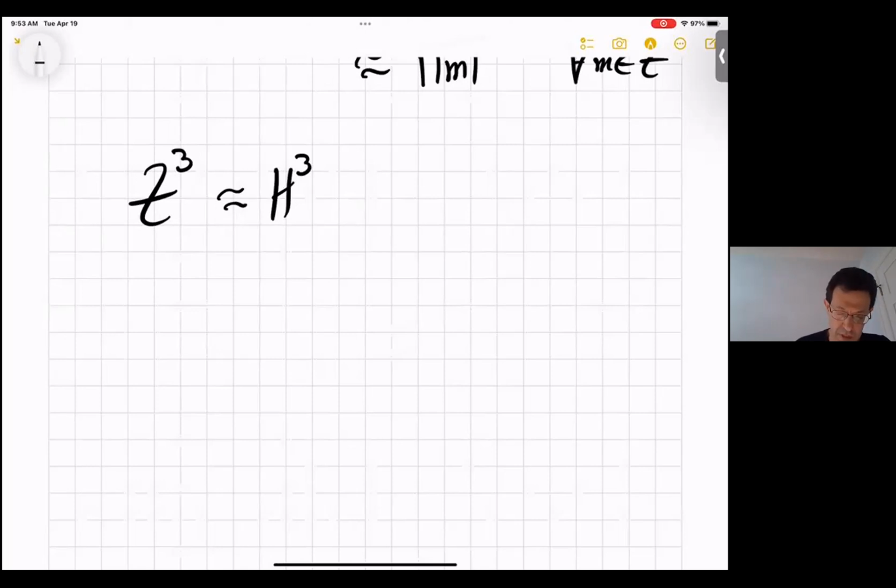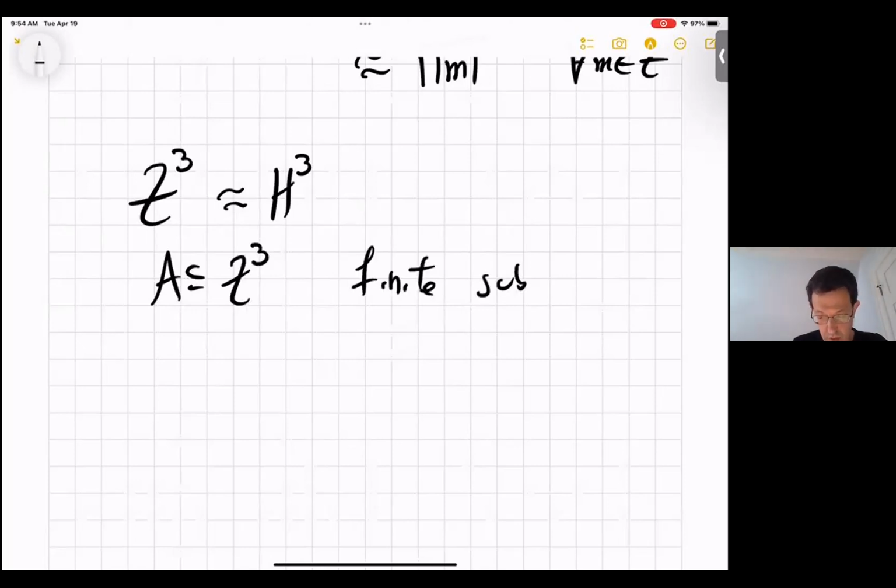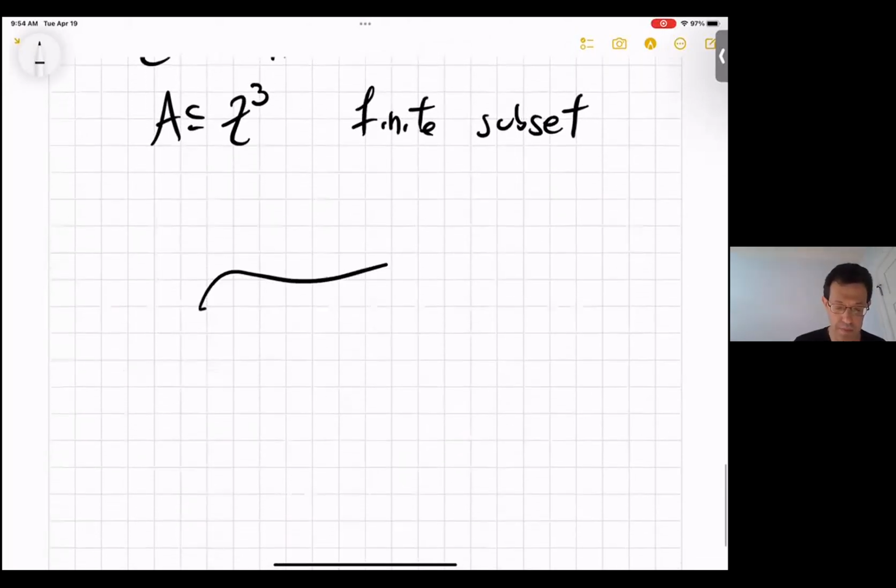And I'm giving you some set. Let's say it's a finite subset. Okay. Very soon we're going to move to R cubed, and it's going to be a measurable subset, compact measurable, so called compact set. Let me draw it with my block.